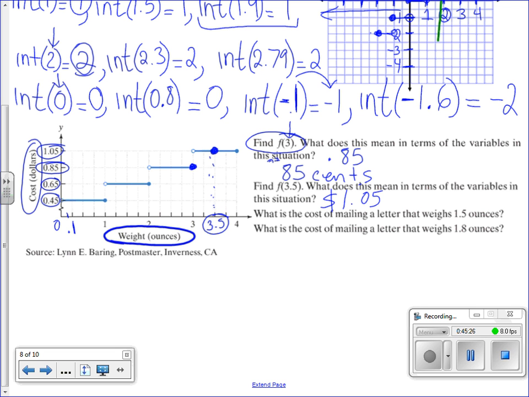All right, next question. What is the cost of mailing a letter that weighs 1.5 ounces? Crystal. 65 cents. Very good. So 1.5 ounces, we're looking at this point here. 65 cents. And what is the cost of mailing a letter that weighs 1.8 ounces? Yaren? 0.65. Very good. Or 65 cents. Okay, so you guys see the greatest integer function is actually very applicable to real life, right?